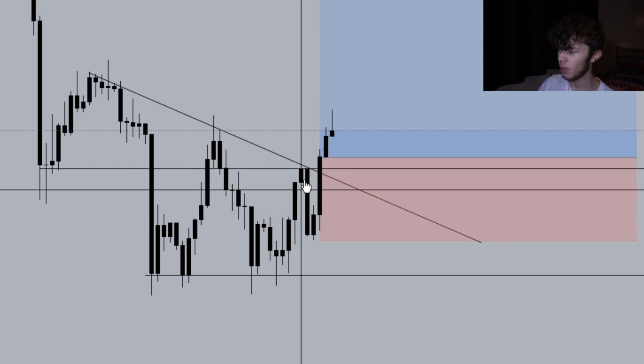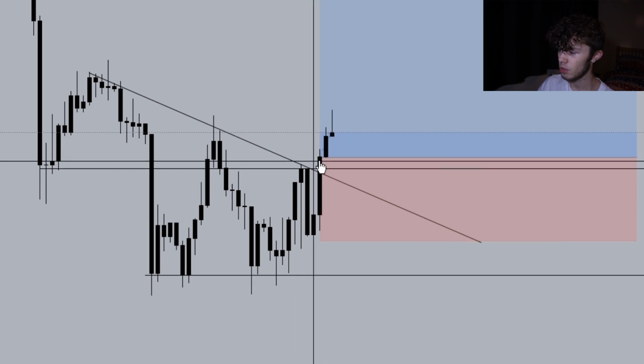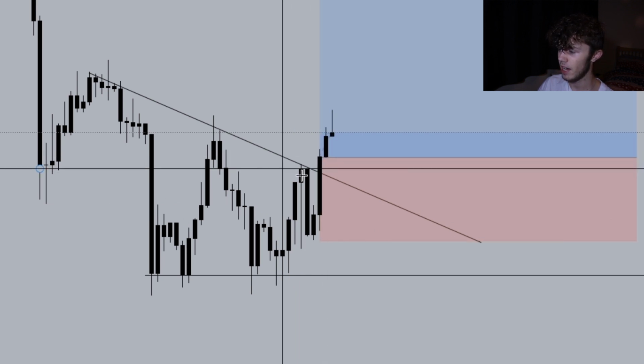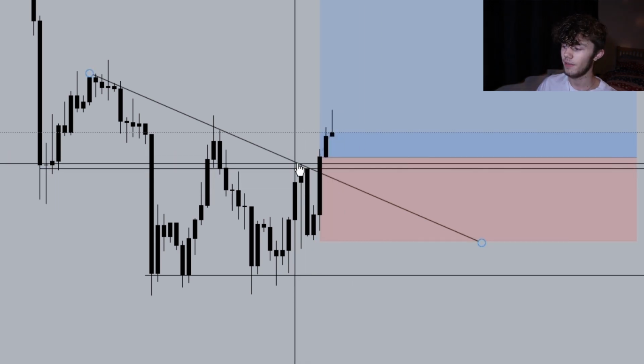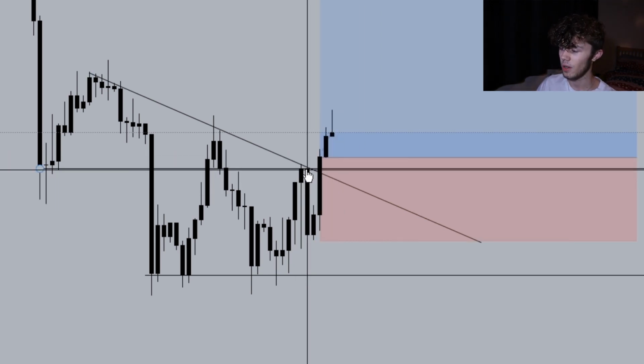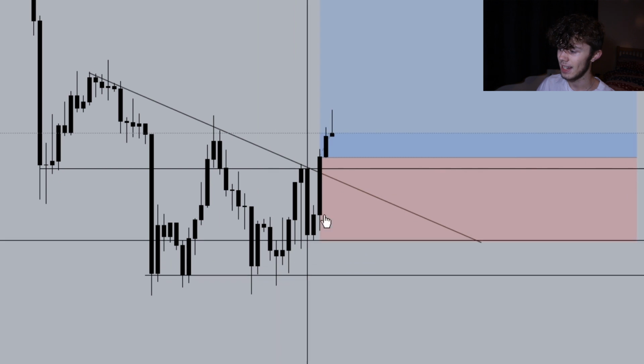After that, we had a push to the upside, a pullback, a push above, and once we closed on the 30 minutes above this area and above this descending trend line, that invalidated the trend line, and it also created a higher high and a higher low. As you see, price is now ascending.